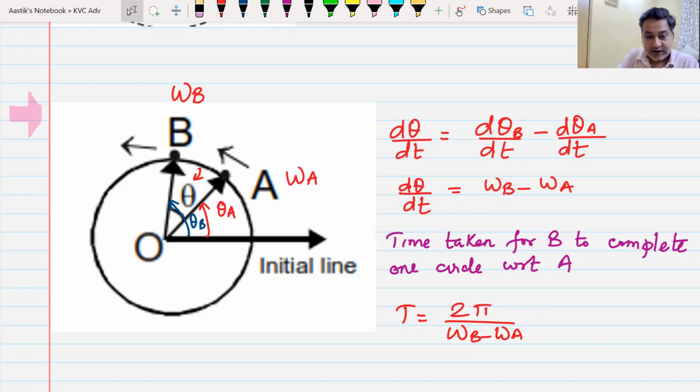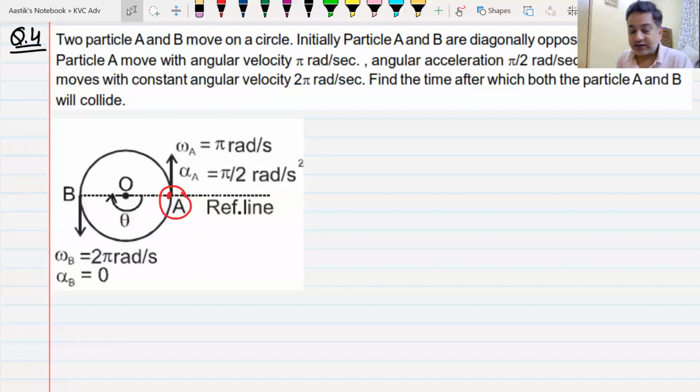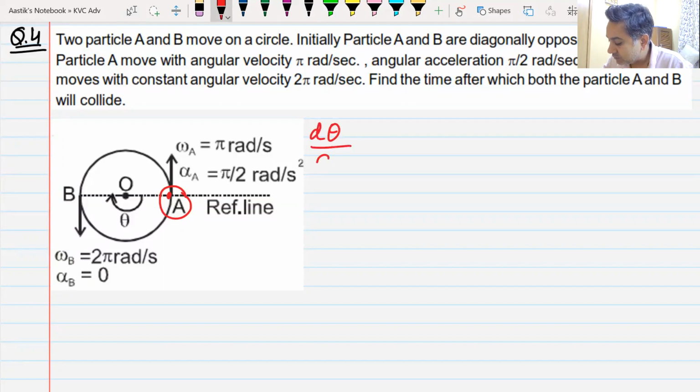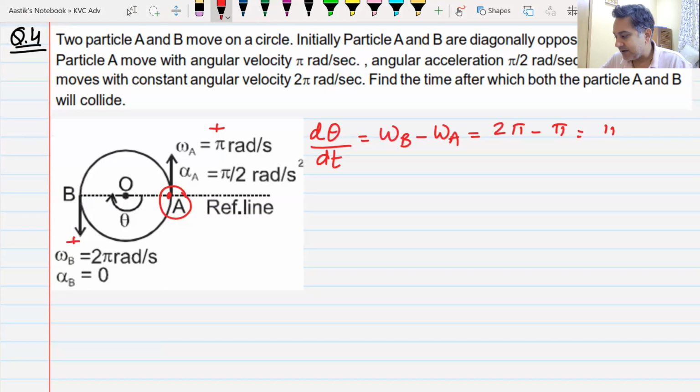So I can find out the rate at which this angle is changing with respect to A. Let me write this d theta by dt, which becomes sort of the angular velocity of B with respect to A, though it is not exactly that, but you can treat it like this to understand. This is also anti-clockwise, this is also anti-clockwise. So it is 2 pi minus pi, so it will be pi radians per second. We got this. Yes, sir.